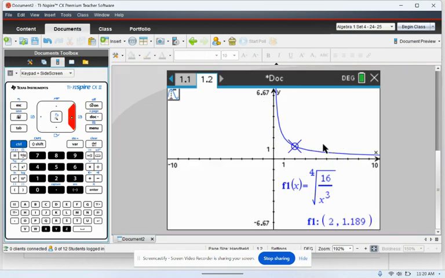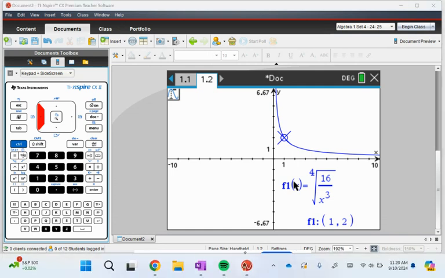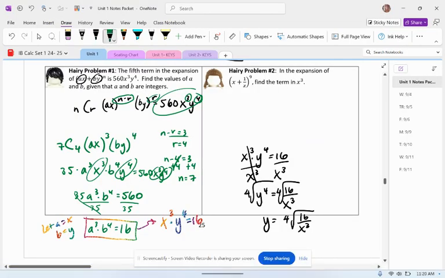So the problem said that A and B are integers, so I'm going to look for, right down here are the points on the graph. I'm going to look for the nice integer points as I scroll along, and I don't see one right here, but oh, there it is. Okay, so 1, 2. So I had the point (1, 2) as a solution. All right, and then x is A, so A is 1, and B was Y, so B is 2. All right.